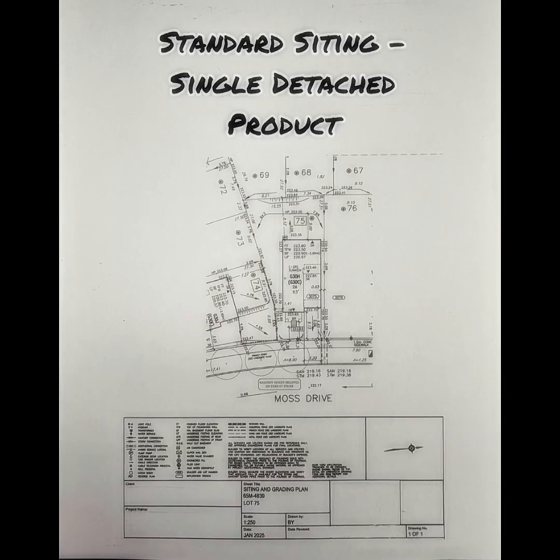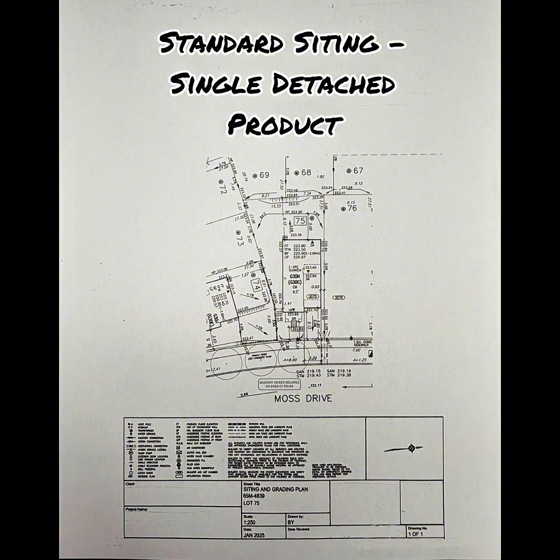What is a siting plan? Let's start with the big picture. A siting and grading plan shows how a house fits onto a specific lot. It includes property lines, building location, elevations, slopes, and utility connections. Think of it as the blueprint for how the building interacts with the land. Everything from drainage to foundation height is determined here.